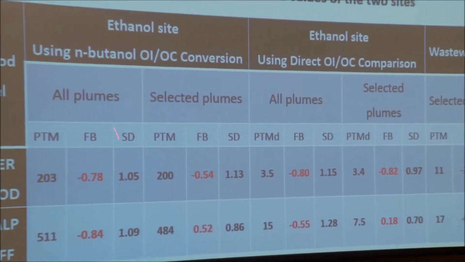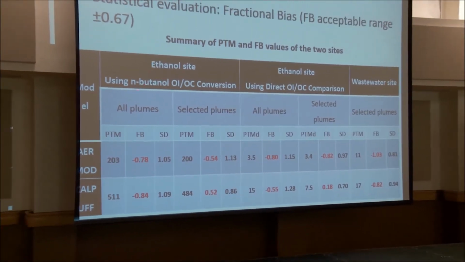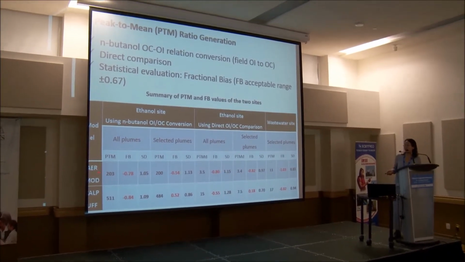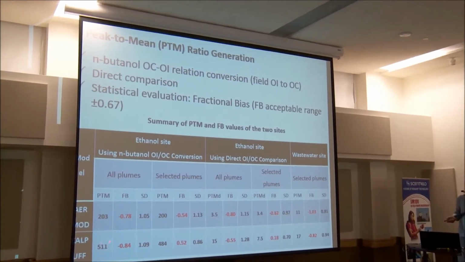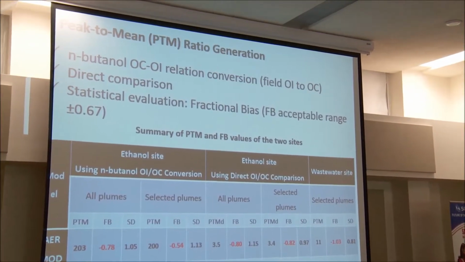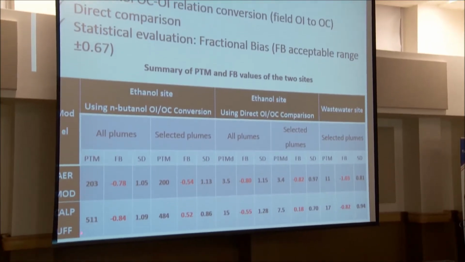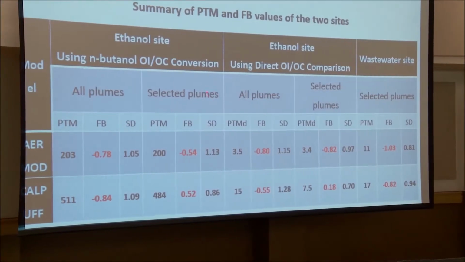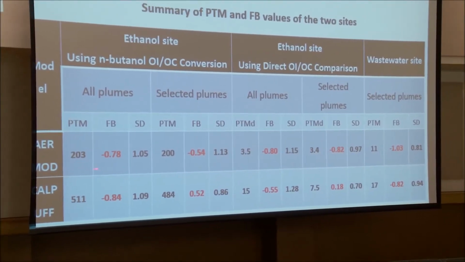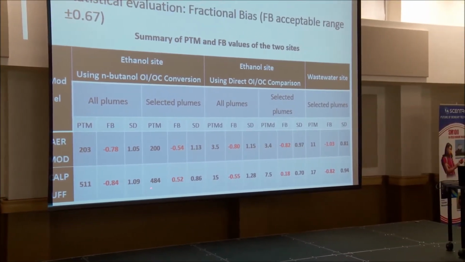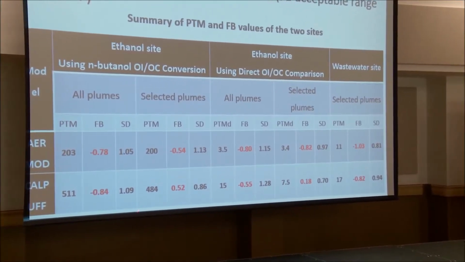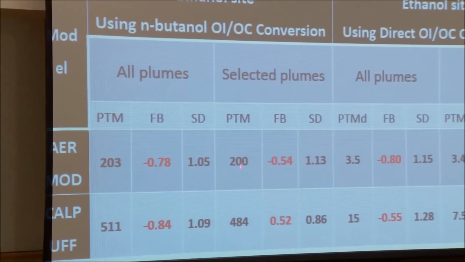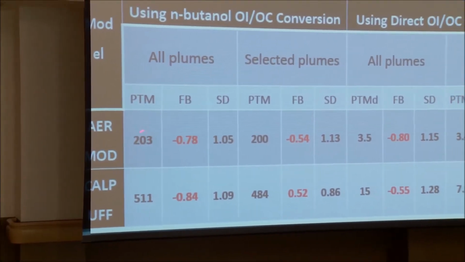Okay, so this table summarizes the peak to mean ratio for the ethanol site if we use n-butanol conversion. And then we got for AERMOD about 200. For CalPUFF it is 500. So what this means is for this ethanol site, CalPUFF predictions are much lower than AERMOD. And then this selected plume column means we get rid of some of the plume predictions that have very low concentration or very high concentration. We keep the reasonable ones. We got the results like that. So it's quite similar to the values we got from our plumes.